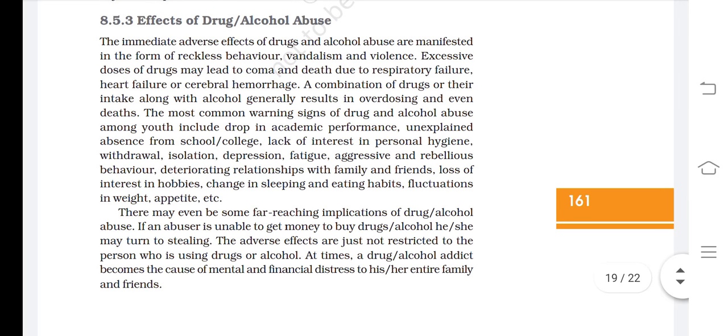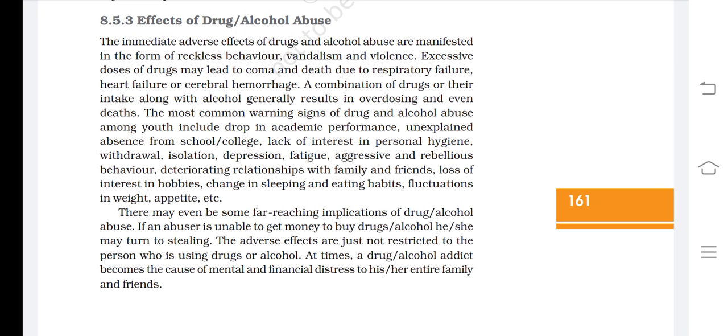Effects of drug or alcohol abuse. The immediate adverse effects of drug and alcohol abuse are manifested in the form of reckless behavior, vandalism, and violence. Excessive doses of drugs may lead to coma and death due to respiratory failure, heart failure, or cerebral hemorrhage. A combination of drugs, or their intake along with alcohol, generally results in overdosing and even deaths.